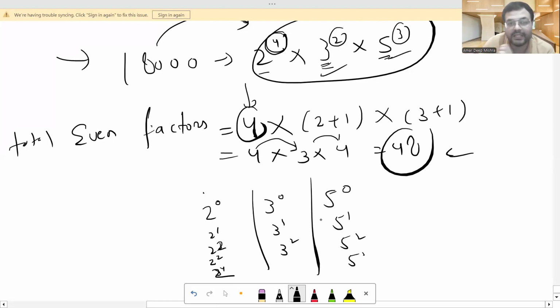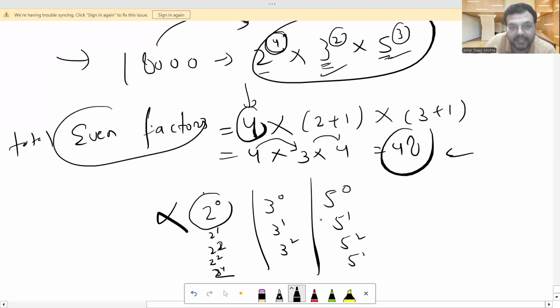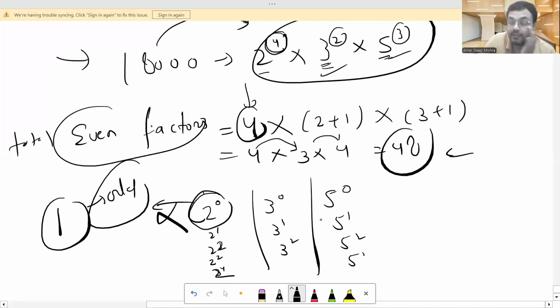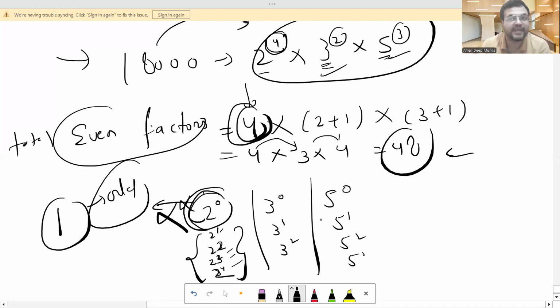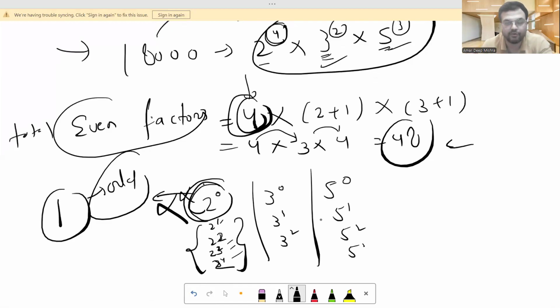So what we were doing, we were taking 2 power 0 also, in case when we were finding out the total number of factors. But for even factors, we will not take 2 power 0. Why? Because 2 power 0 is 1 and 1 is an odd number. Okay. So we want to get all the even factors. So for that, we are excluding 2 power 0 and we are taking only these 4: 2 power 1, 2 power 2, 2 power 3, 2 power 4. Okay. So that is why we have taken here 4. Right? So this is the way in which we can find out the total number of even factors and odd factors. I will take one more example for more clarity.